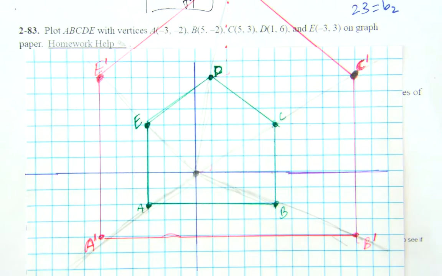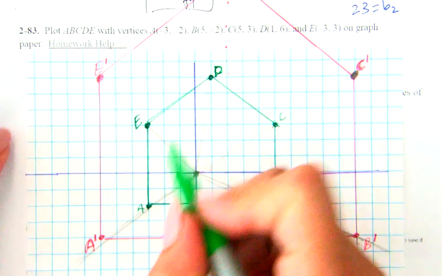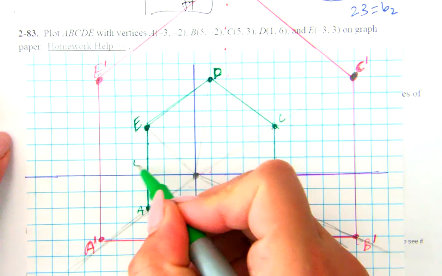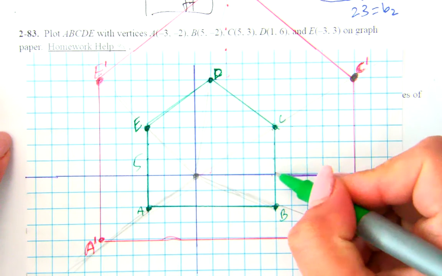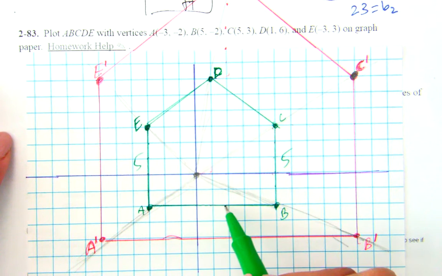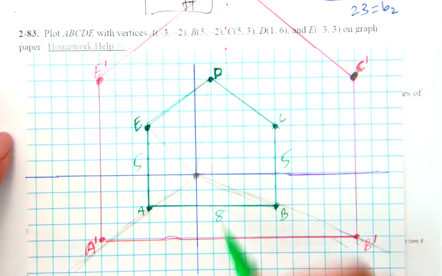So let's see, from E to A, right? We're going 1, 2, 3, 4, 5, right? 1, 2, 3, 4. This has a side of 5. 1, 2, 3, 4, 5. This has a side of 5. 1, 2, 3, 4, 5, 6, 7, 8. This is a side of 8.